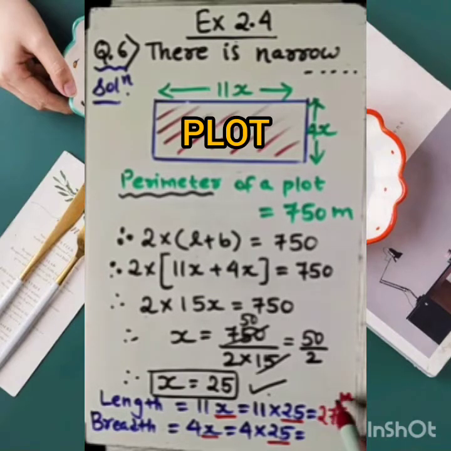275 meter is the length. This will be the length of the given plot. What about the product of 4 into 25? That will be 100 meter. Fine. The unit is meter, as given in the question. So dear student, finally the dimension of the given plot will be 275 meter length and breadth is 100 meter. This is the complete solution of question number 6.